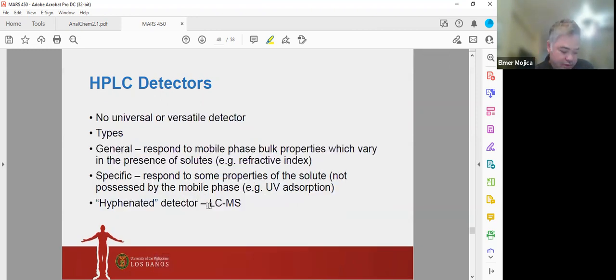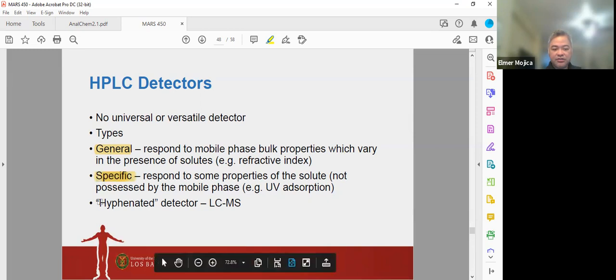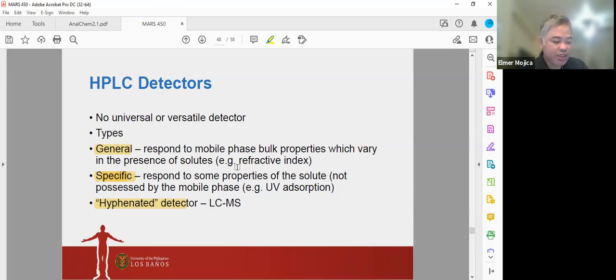Now, unfortunately, we don't have this so-called universal or versatile detector, but we can divide the detectors that we have into three types. We have a general detector, the specific one, and the so-called hyphenated detector. A general detector is one that responds to the mobile phase bulk properties, which vary in the presence of the solute, like your refractive index. You can also have a detector that's specific. It responds to some properties of the solute not possessed by the mobile phase, like UV absorption.